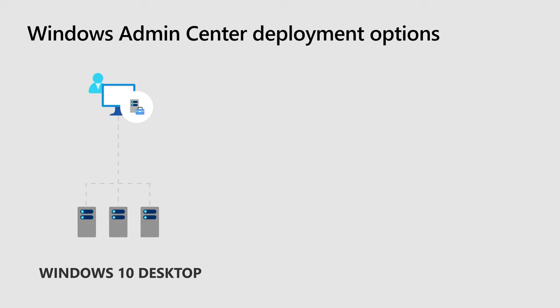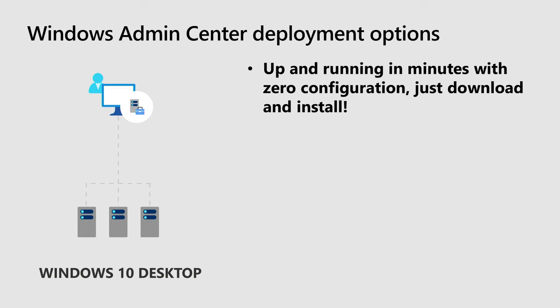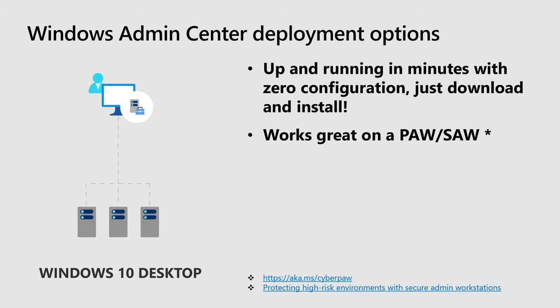Just to go over a couple key points, when you're on a Windows 10 desktop, you're up and running in minutes. You just download from aka.ms/whack download. You get the MSI, you install it on your machine, and you're up and running in minutes. This works great if you use a PA or a SAW machine. This is how we manage Azure. This is the most secure way to manage your infrastructure, and Windows Admin Center in desktop mode works fantastic on a PA or a SAW machine. I do have these two little links down here to learn more about those if you're not using a PA or SAW architecture in your environment.